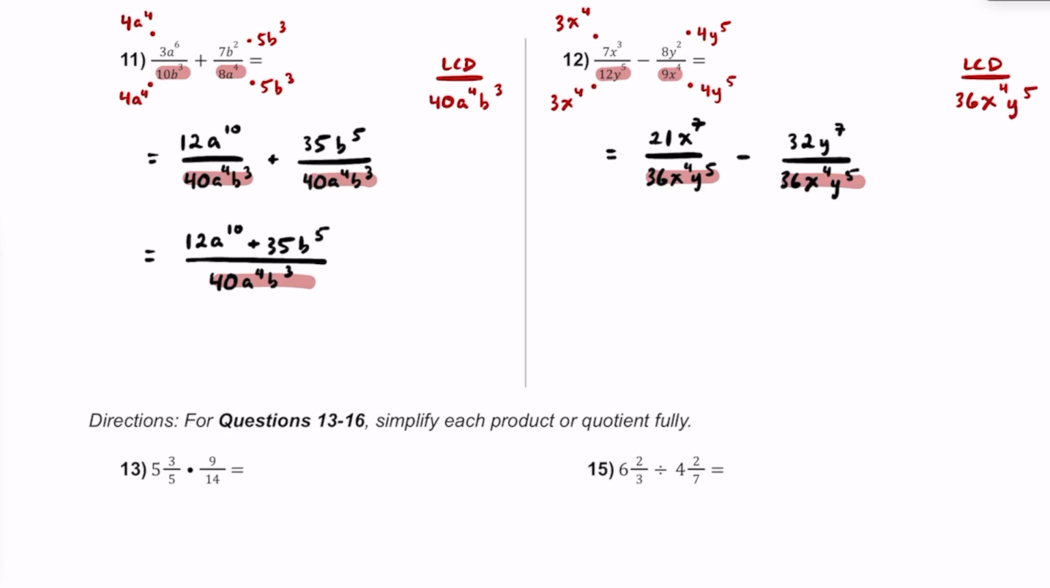Okay, so at this point, we should just be able to rewrite this as one fraction because we have common denominators. So this 36x to the 4th, y to the 5th, that's our least common denominator. So again, just keep this the same. It's just a lot of rewriting that. And then on the top, we have 21x to the 7th power minus this 32y to the 7th power. This would be our rational expression using just one fraction bar.